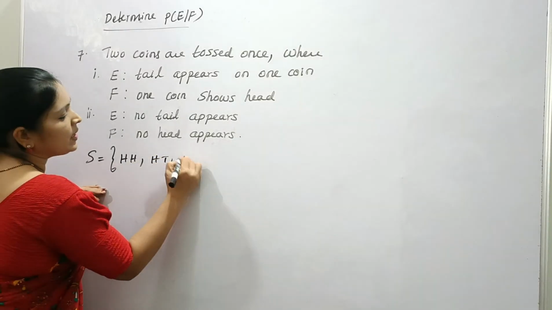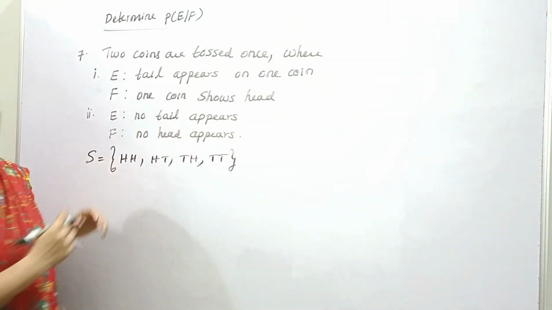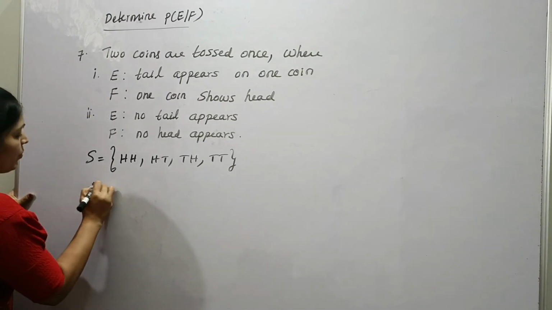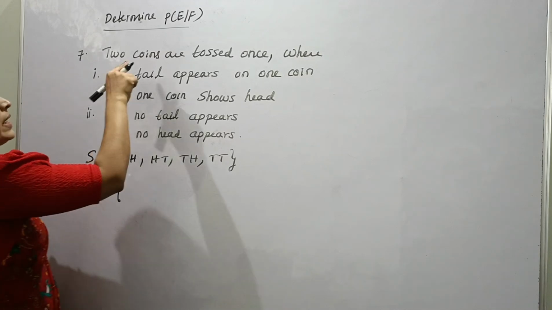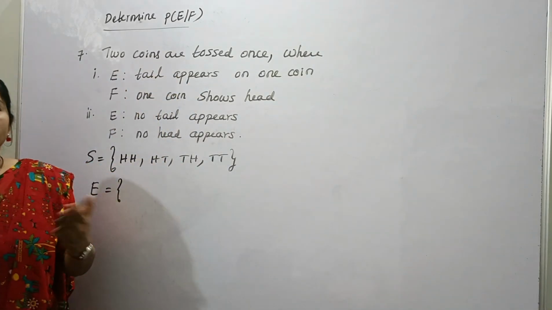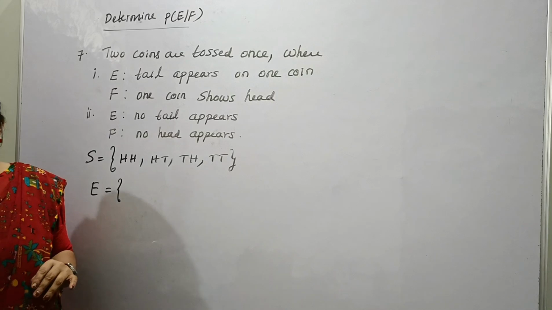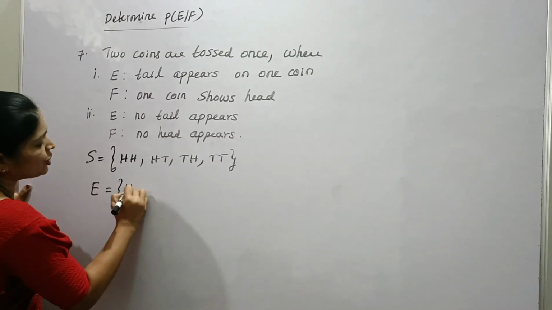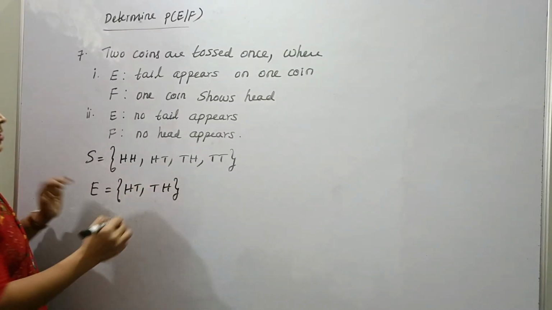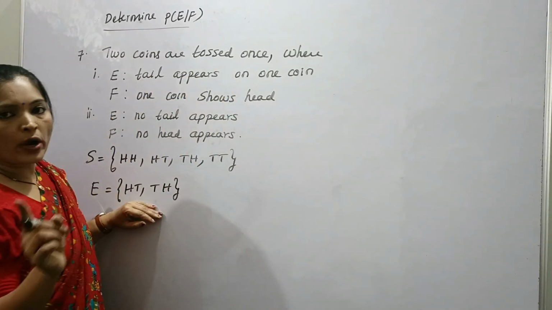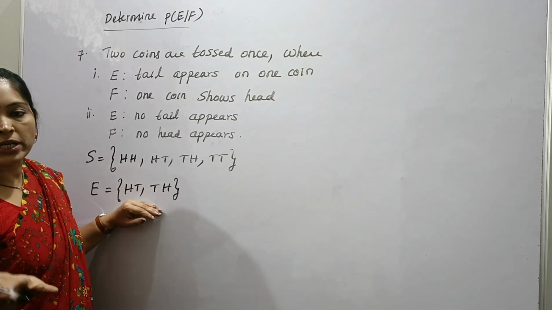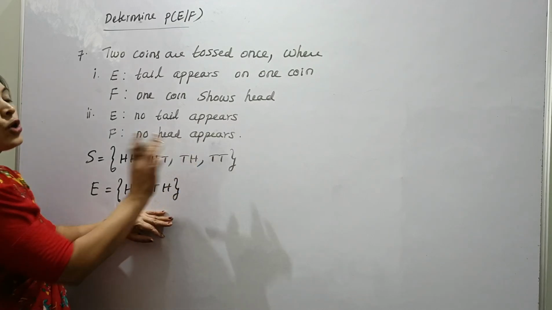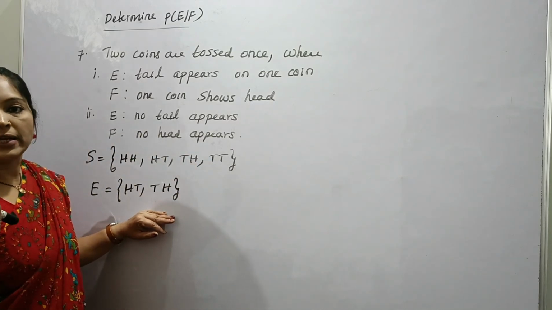HH, HT, TH, TT. Right? After that, let's write the possible outcomes of E. E is the event tail appears on one coin, any coin, first coin or second coin, but one coin should be tail. So here that is HT, TH, right? TT is not possible because one coin, one tail.